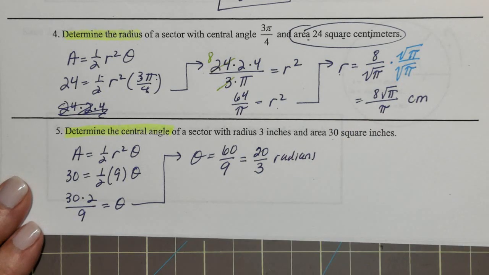Radians do not have to have a pi with them. All right? They can just be a number. Pi is just a number. Okay, so keep that in mind. All right. On to something a little different.